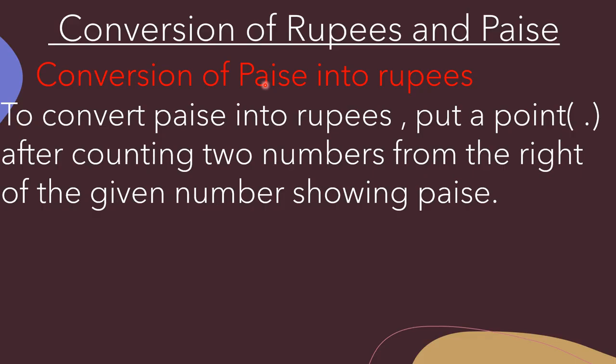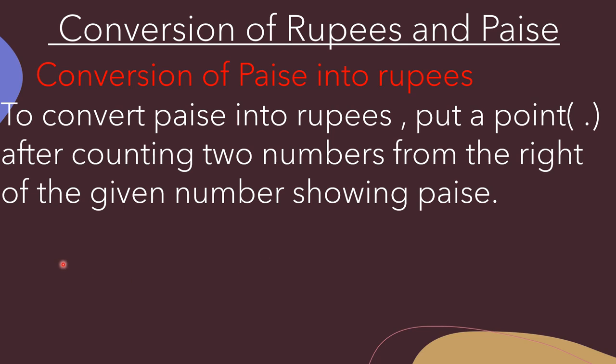जब हमें पैसे को रुपीज में कन्वर्ट करना है, हमें एक पॉइंट लगाना है आफ्टर काउंटिंग टू नंबर्स, दो नंबर्स काउंट करके, फ्रॉम द राइट साइड ऑफ द गिवन नंबर. ठीक है, राइट साइड से हमें टू नंबर्स को काउंट करना है और उसके बाद वहां पे पॉइंट लगा देना है, जिससे हमें पैसे और रुपीस दोनों अलग अलग शो हो जाएंगे.